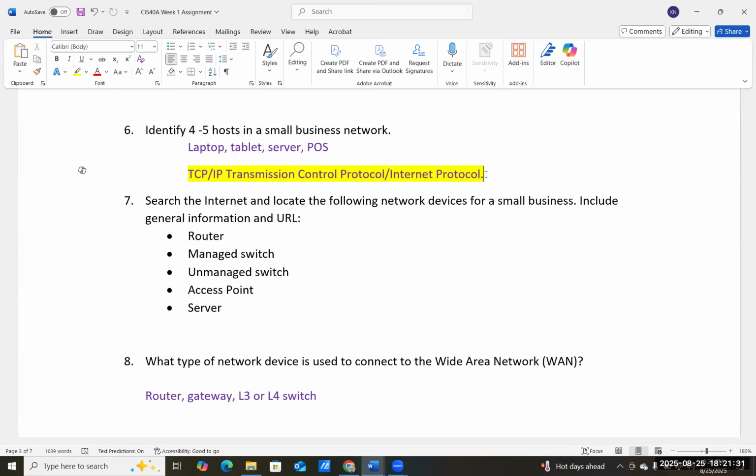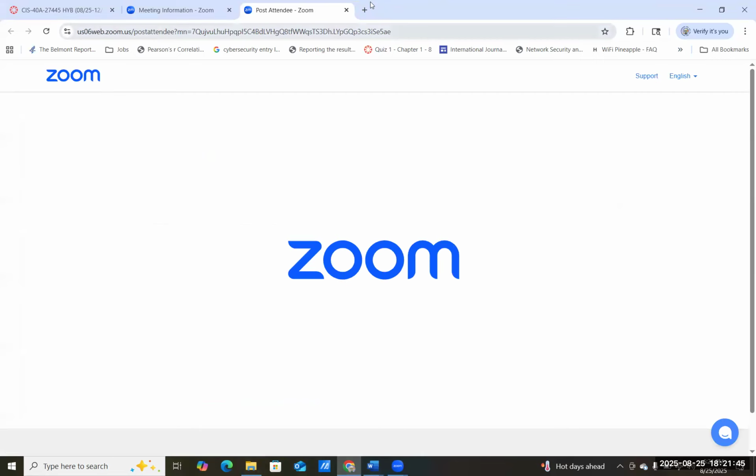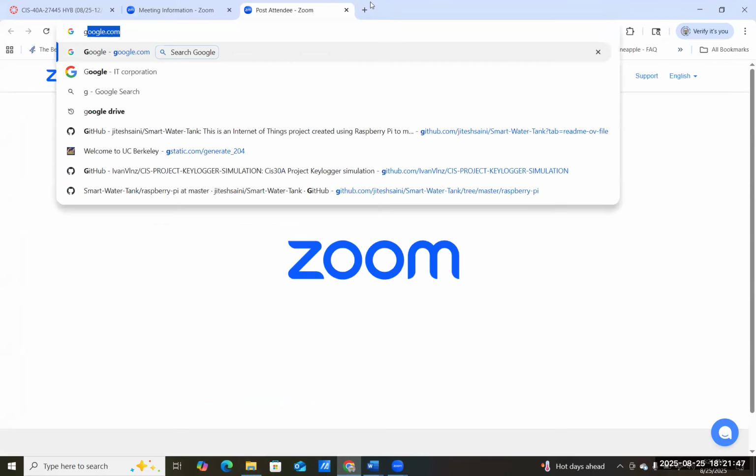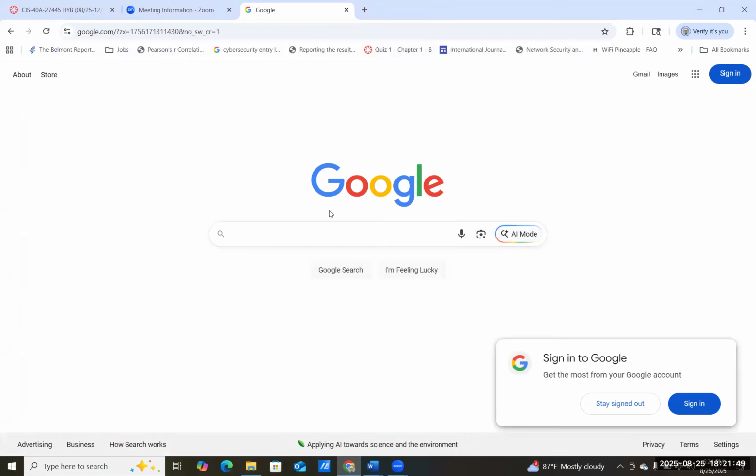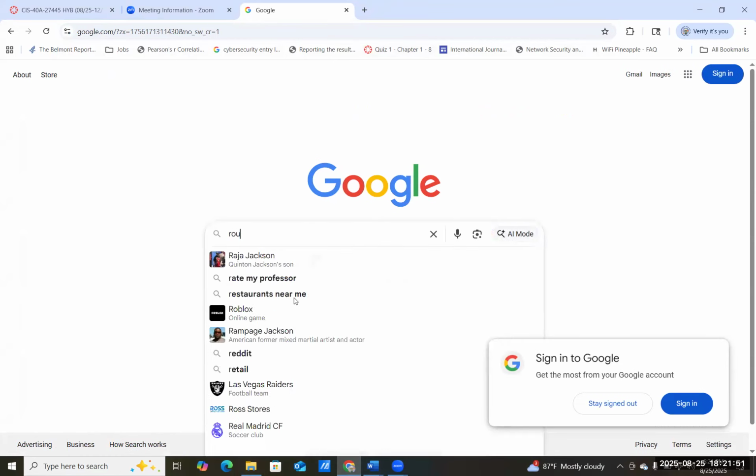All right. So on 7, I want you to look up some of these devices for the business, and your answer will be different from the others. So let's try it together. First, we're going to look up a router, not a wireless router. So go to Google, and then we can look up router.